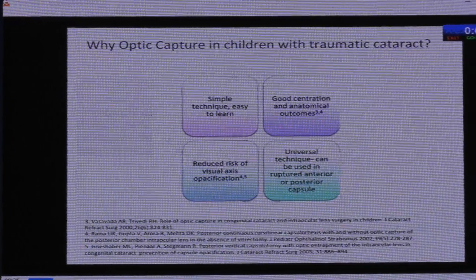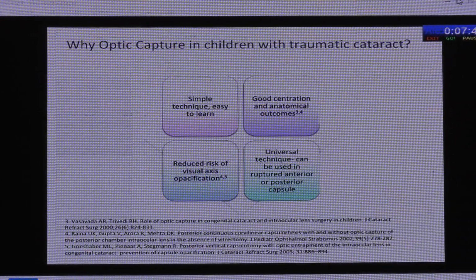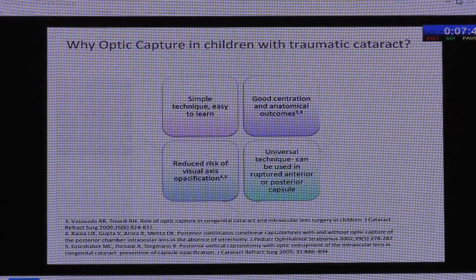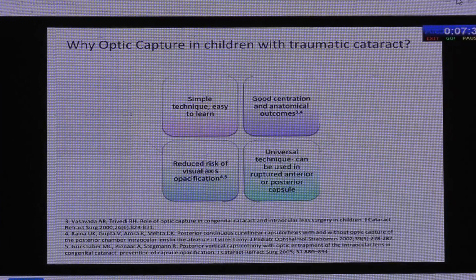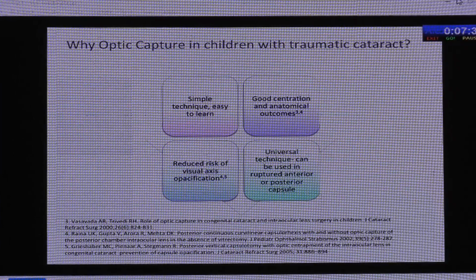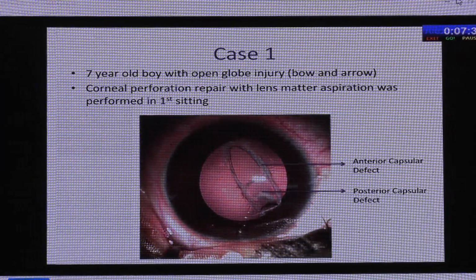Now, why should we use this technique in children with traumatic cataract? This technique offers several advantages. It is a simple technique. It provides good centration and good anatomical outcomes. There is reduced risk of visual axis opacification and it can be used in most cases.